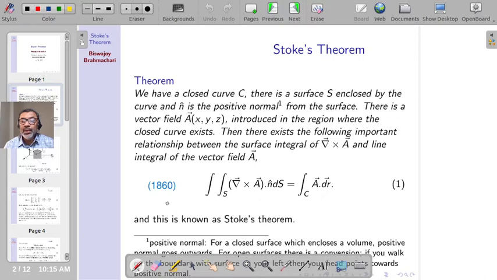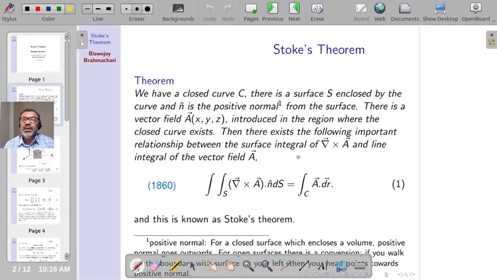But for open surfaces, there is a convention. The convention is that if you walk along the boundary of the surface with the surface on your left, then your head will point towards the positive direction. So we have a positive normal. And there is a vector field A in 3 dimensions introduced in the region where the closed curve exists. Then there exists the following very important relationship.